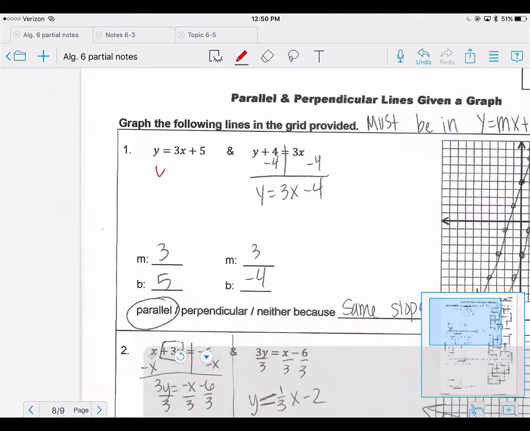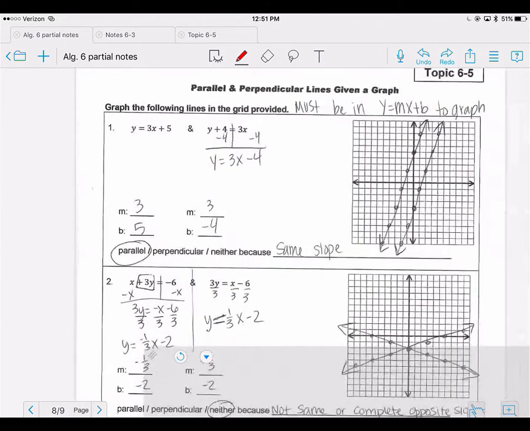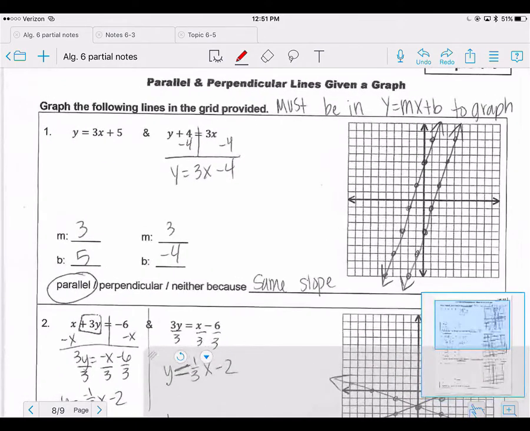So this one is good to go. I can immediately identify my slope and my y-intercept. But the second one we have to rearrange because we don't know what y equals. We know what y plus 4 equals. So we move the 4 to the other side and we rewrite y equals 3x minus 4. Now I can see what my slope and y-intercept would be.